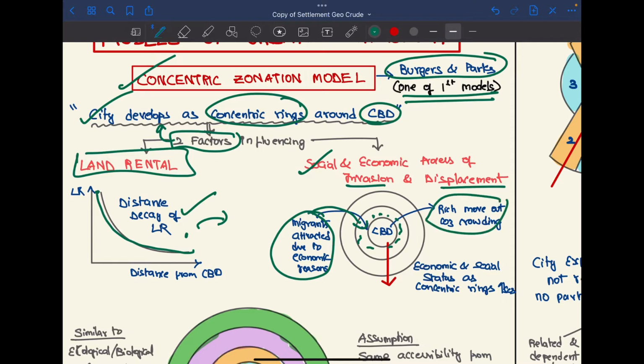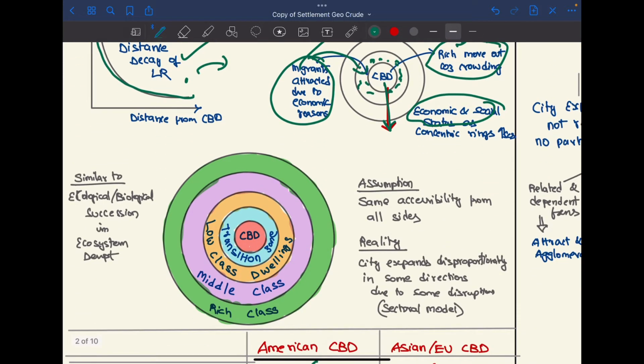Now the rich move away because of more coding. So this is the invasion and displacement, invasion by the migrants and displacement of the rich people. So as we move away from the CBD, the social and economic status keeps on increasing. So this is the model. We have the CBD here.